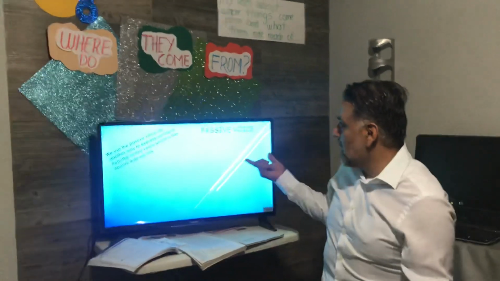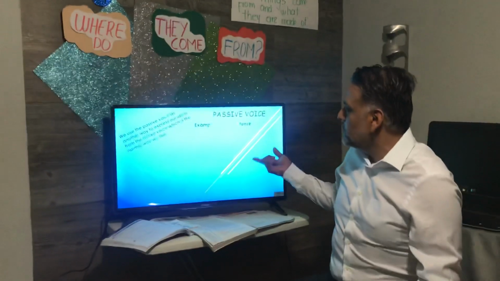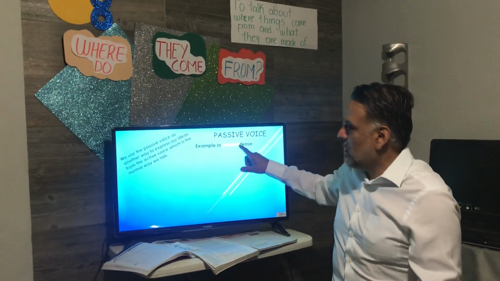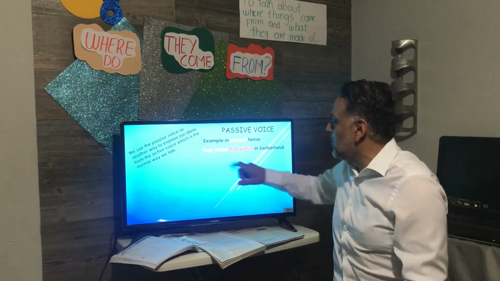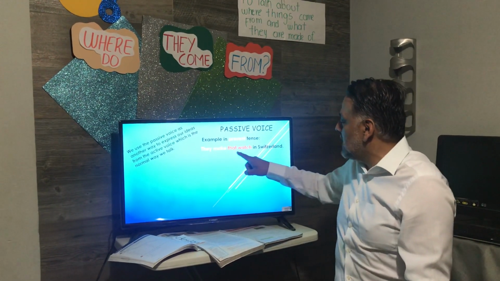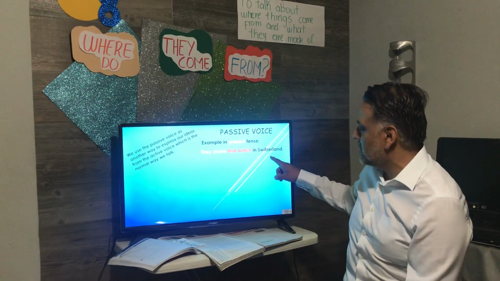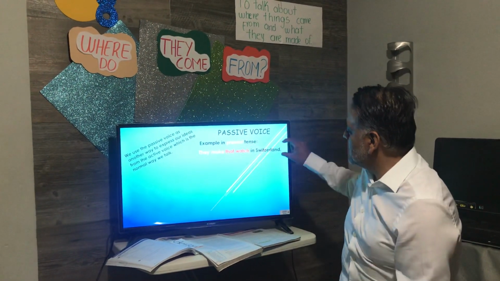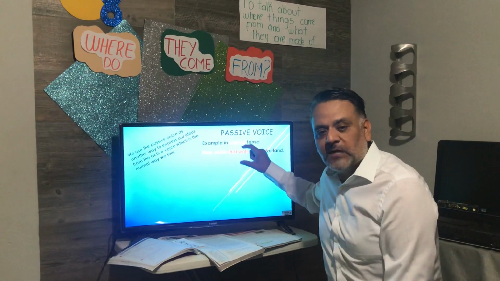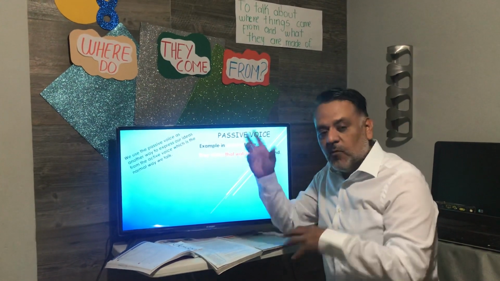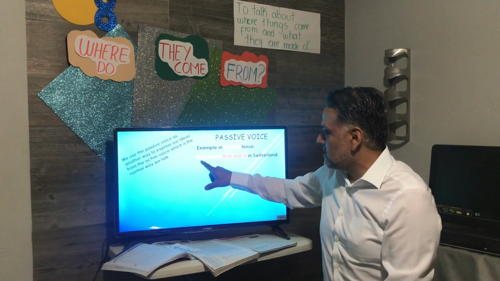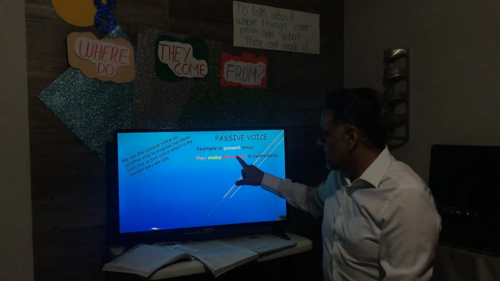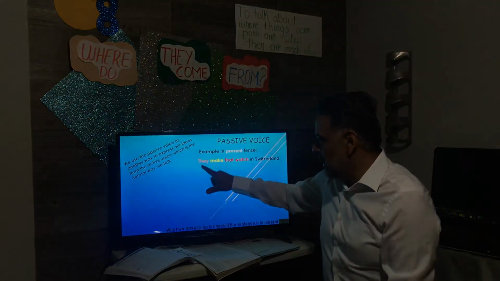For example, in the next part, we have an example in present tense. What is the example in present tense? For example, they make that watch in Switzerland. Now, we have the sentence exactly the way that we talk. Now, what is happening? We're going to do the changes. The changes are, we're going to change the subject by the object, and the object by the subject.